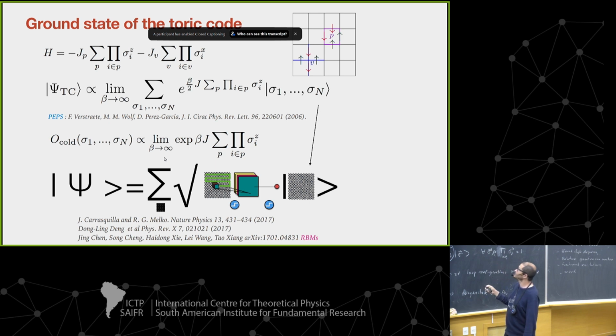No, the energy is not 0. The energy is what we said earlier: minus the number of plaquettes minus the number of vertices in the lattice, okay? No, for the whole system, yeah.